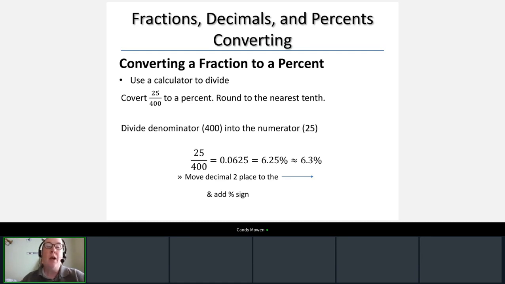0.0625. Now, if you are looking at converting a fraction to a percent, keep this in mind: when you have a decimal and you're converting it to a percent, it's moving the decimal point two places to the right and adding the percent sign, and then you have to round as needed. So 0.0625, move the decimal two places to the right, 6.25, add the percent sign. It says to the nearest tenth, we look at the 2, we look to the right of it, it's 5, so we round up, 6.3%.